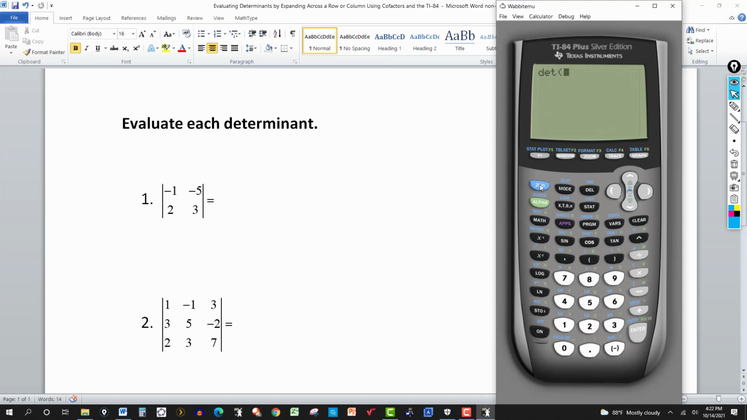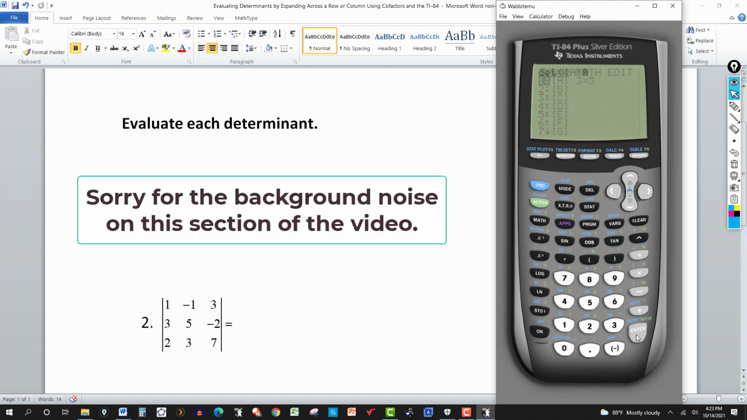Then I go back to the matrix menu. Matrix A. I want the determinant of this. Hit enter. And we get 63. Same thing we got using the expansion method with the cofactors.